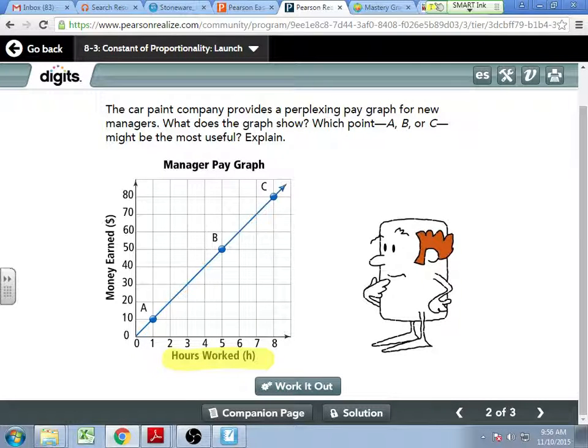Almost always, when you have an XY graph and you have time involved, time is going to be your X variable.